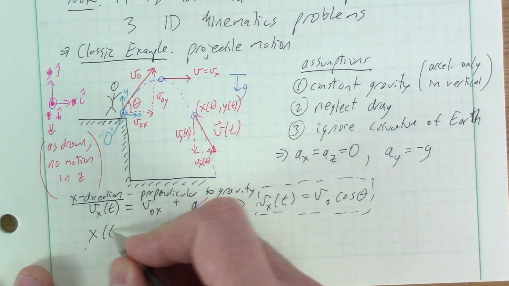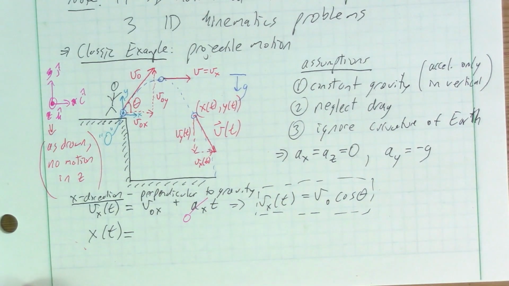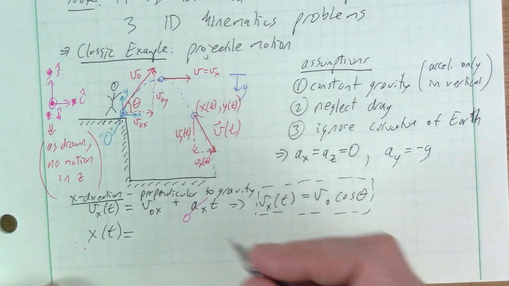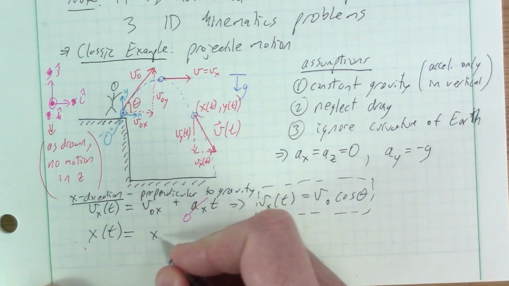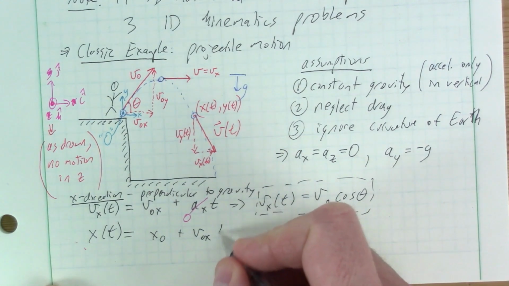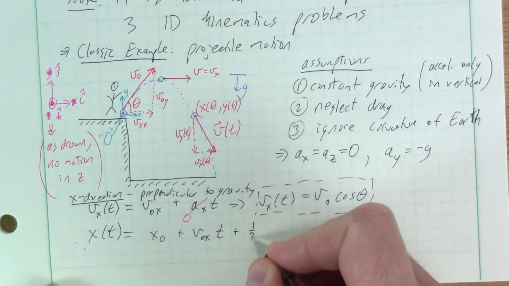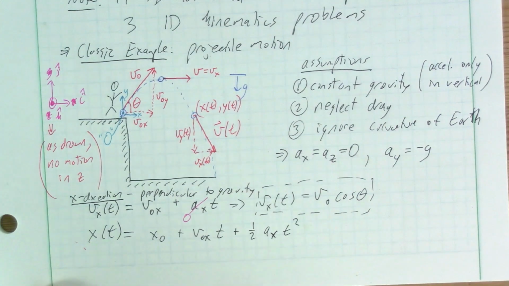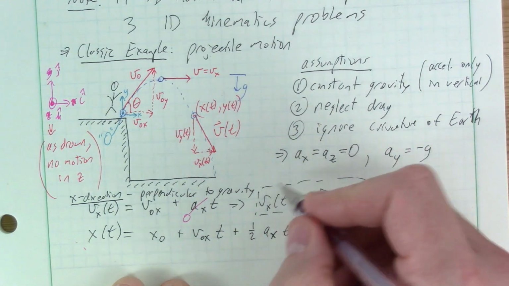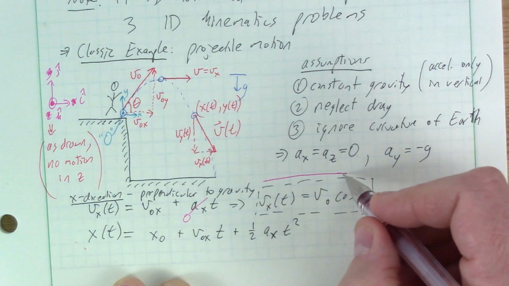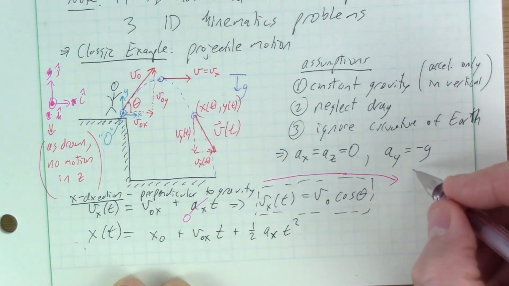We can then get to the position x of t, right? The x position. So at some later time, what is my x position? Well, that is just x naught plus v naught x t plus 1/2 ax t squared. Oh, and by the way, I should say here, this is a constant acceleration case. In fact, both of these are constant acceleration.